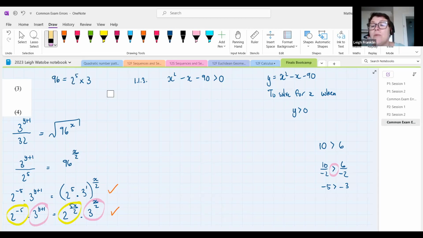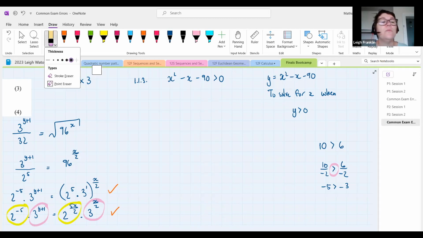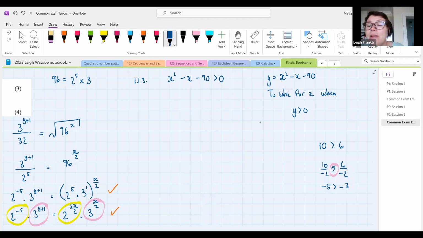Now, why is my eraser not working? Hold on a second. What's this thing doing? Why is my eraser not working? Okay, I don't know why it's doing that, but anyway, never mind. We'll just scratch that out and we'll do this.